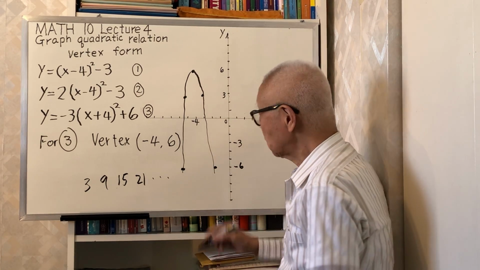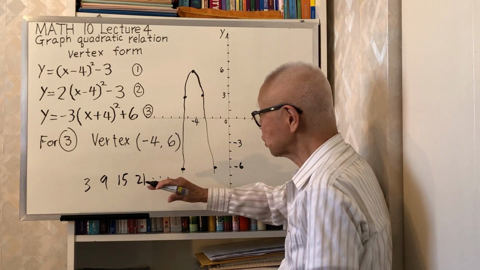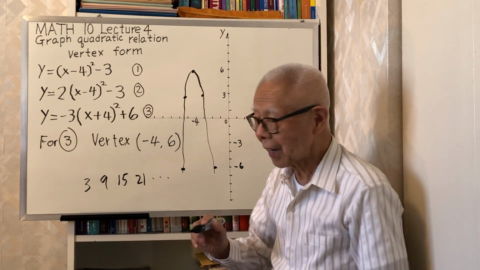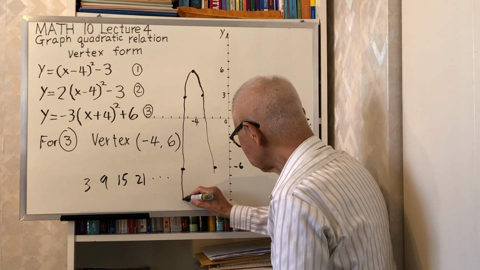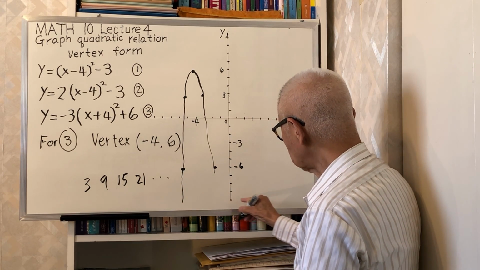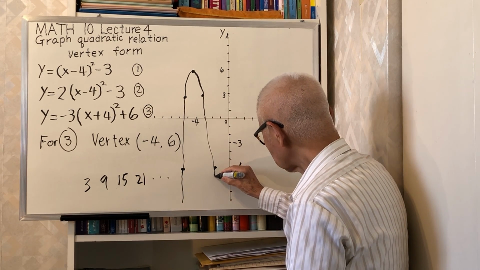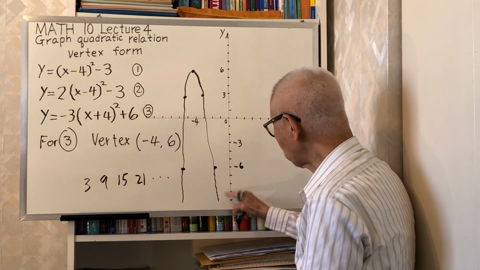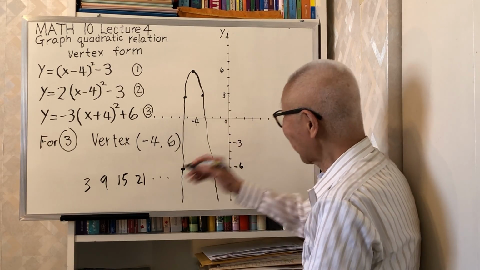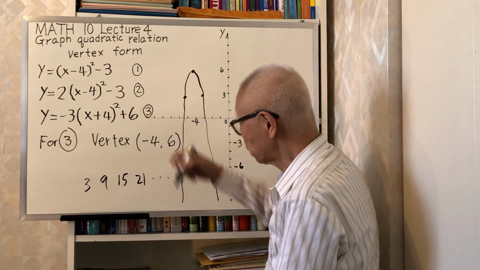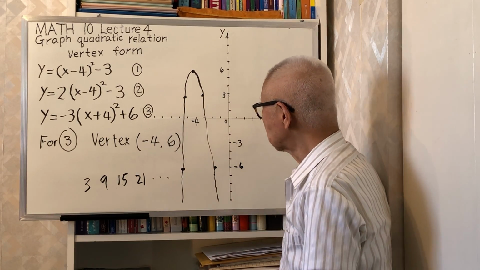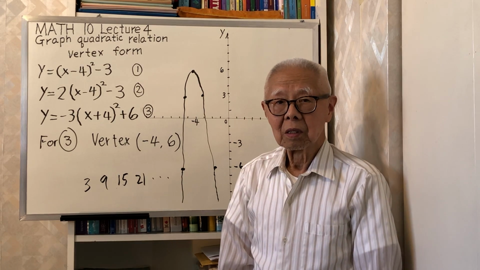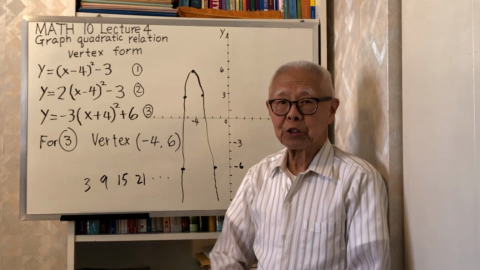Remember what I said? You have to extend the graph to the edge of your xy area. So you go down a little bit because my edge is here. So go down a little bit. No arrow here, no arrow here. That is your graph of relation 3. Is it okay with you?